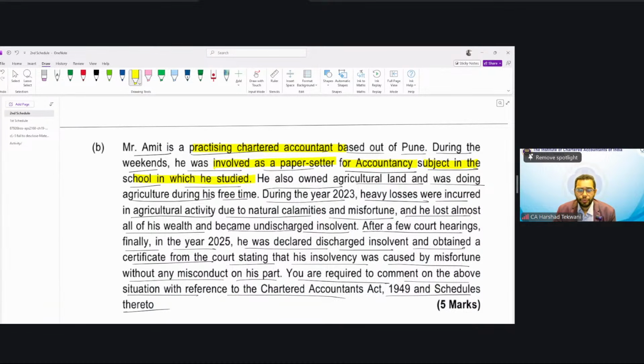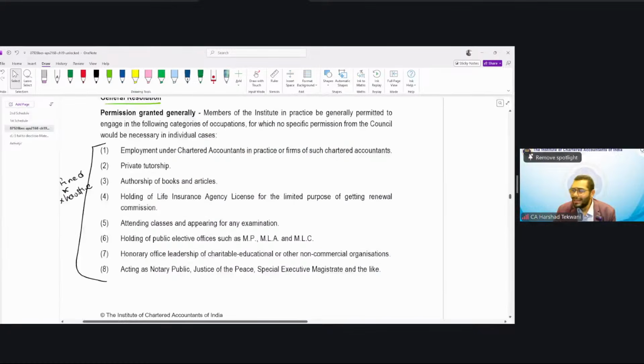What does he need to do? Is he required to obtain general permission, or is he required to obtain specific permission? Or is general permission provided in this scenario? Let us see in the list itself. So what does the list say?